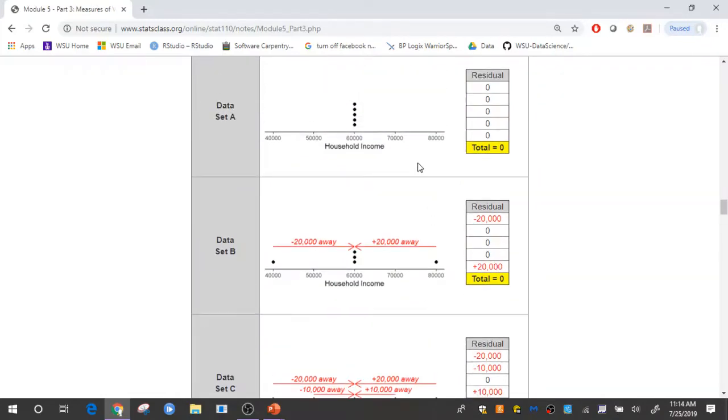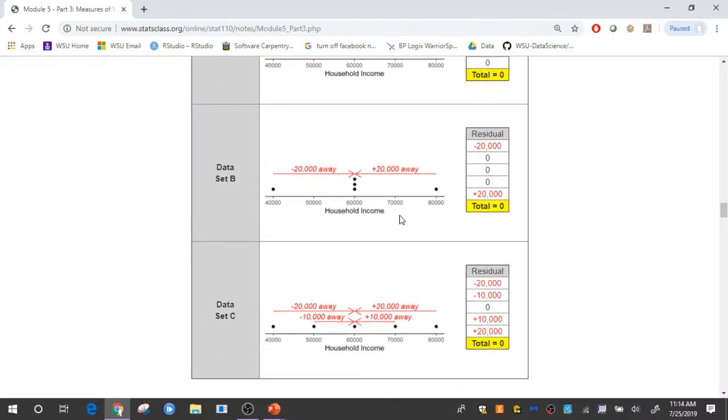Now when I compute a total of these, so if I get the total of all of the residuals, and I'm going to use that as a measure of total distance to the center, you can see that I get 0 when I add all of those residuals up.